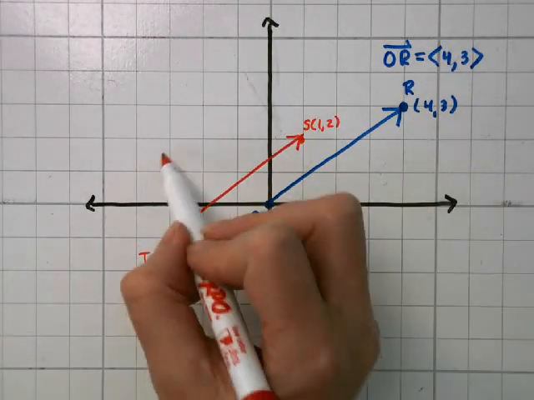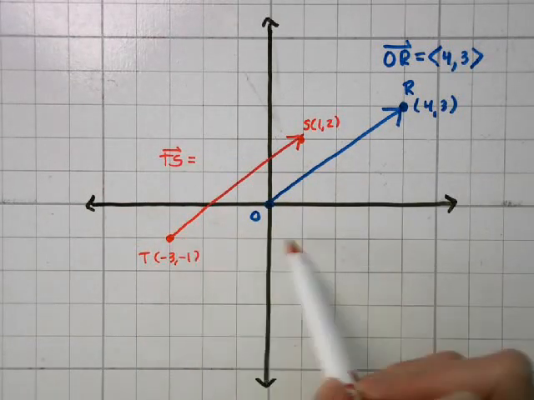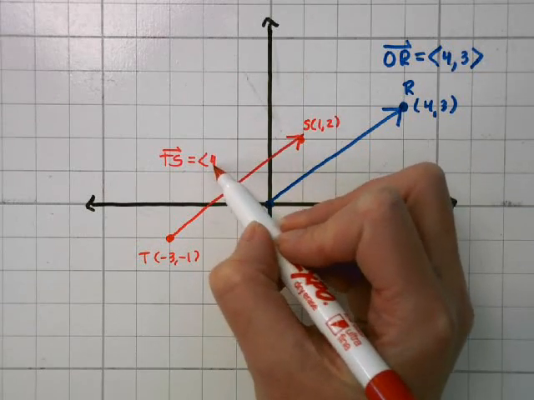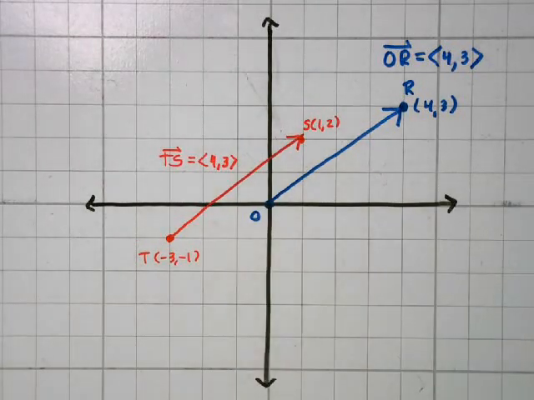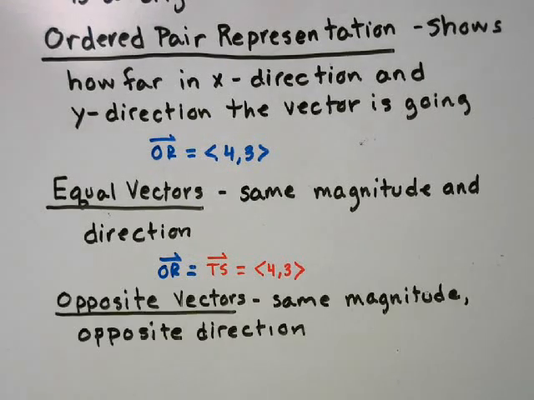So this is vector TS. In its ordered pair, we're going to the right 4 and up 3. So it will also be 4, 3. So these are equal vectors, but they don't start at the same place. So OR and TS are equal vectors, and they both equal 4, 3. That leads us to opposite vectors, which will have the same magnitude, but the opposite direction.